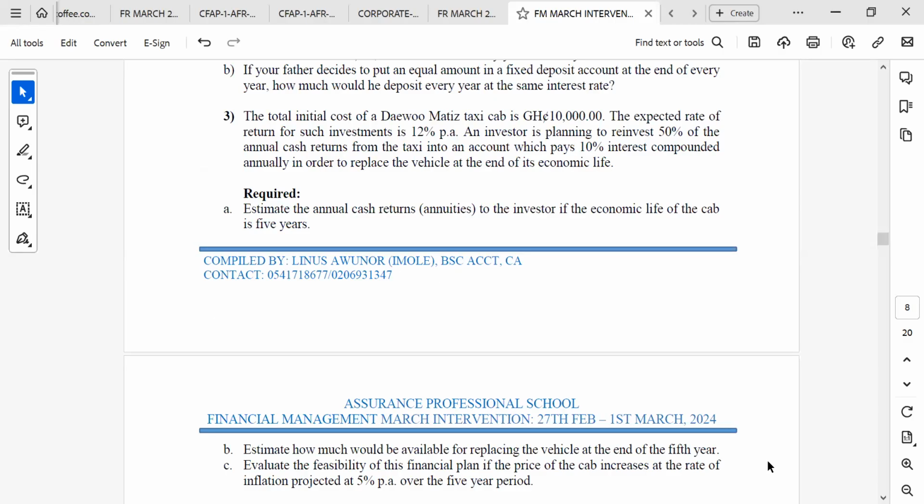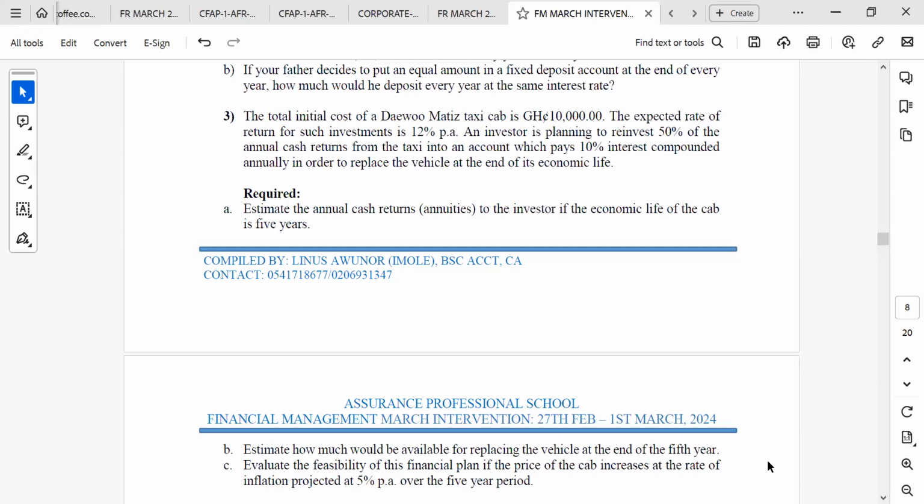Let's now come to C. Evaluate the feasibility of this financial plan if the price of the car increases at the rate of inflation, projected at 5% per annum over the 5-year period. For this particular plan, is it going to be feasible? You can see the return that you are getting is even lower than what? So I wanted to ask if the figure is actually correct because it's lower than the cost. They're just asking you a question. So if it is not feasible, then you just say it's not feasible.